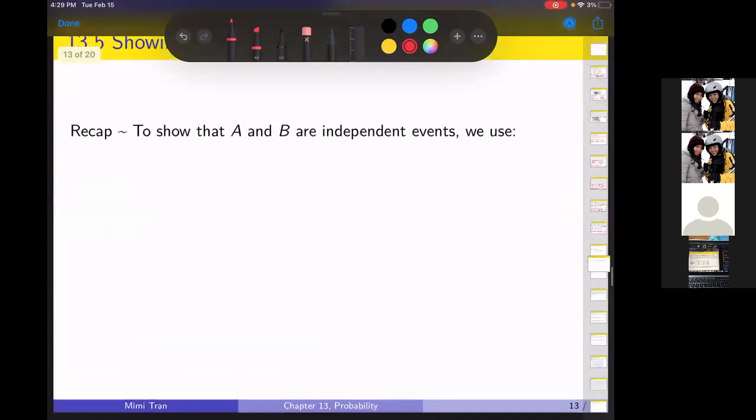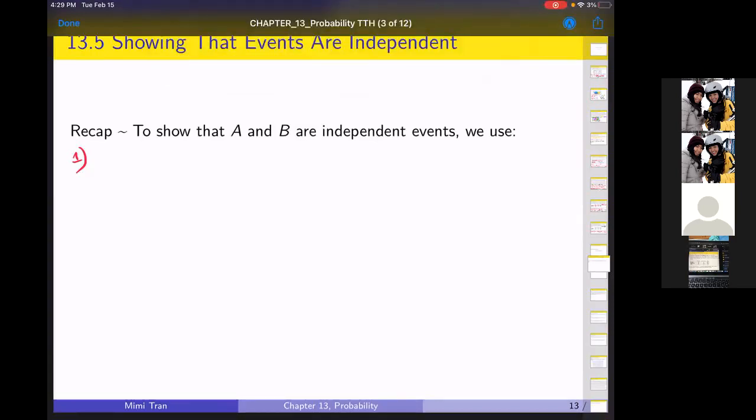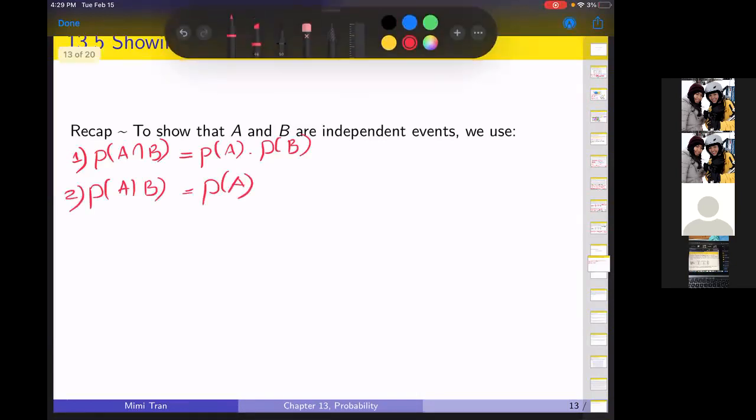I'll prove it down here. Let me recap. To show that A and B are independent events, we use... someone tell me the first rule. If I ask you to show A and B are independent, what do you use? The two equations that we had. P of A and B: if A and B are independent, you can split it apart and multiply them together, so P of A times P of B. And the other one is P of A given B is equal to P of A. It's number 2.